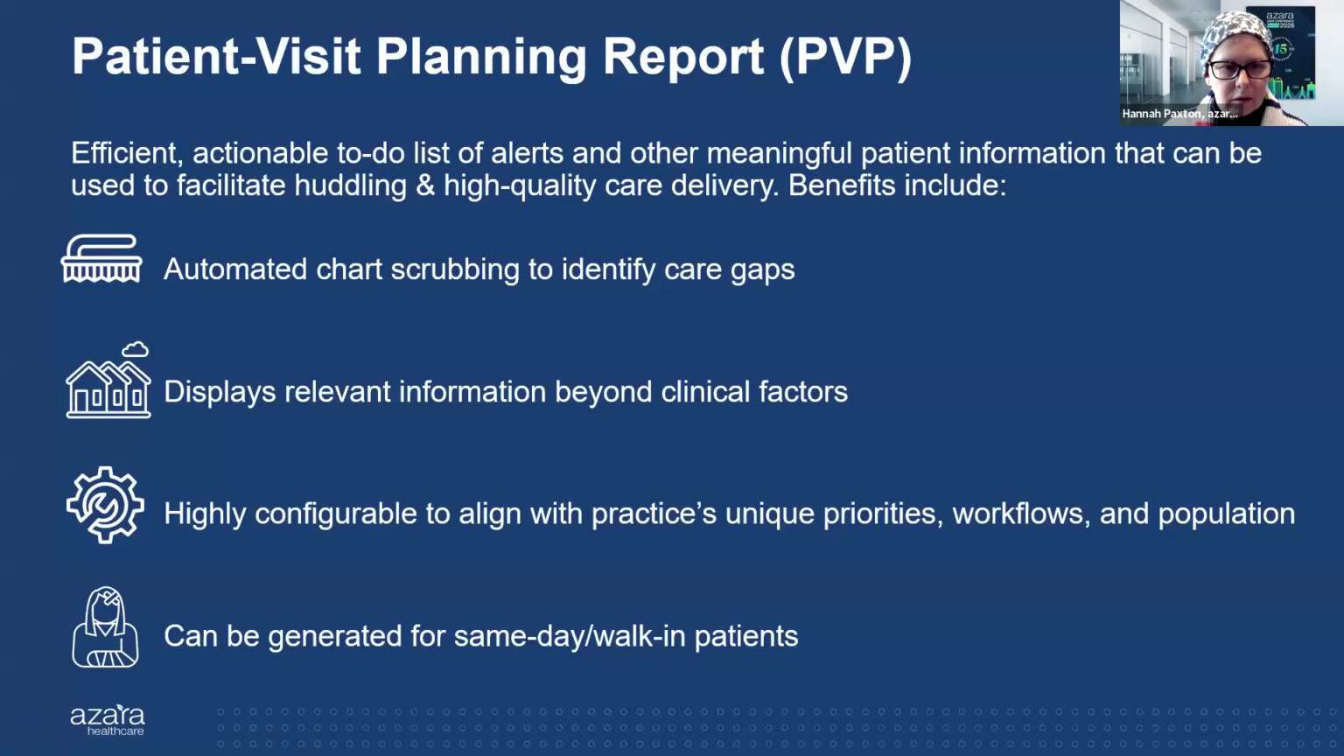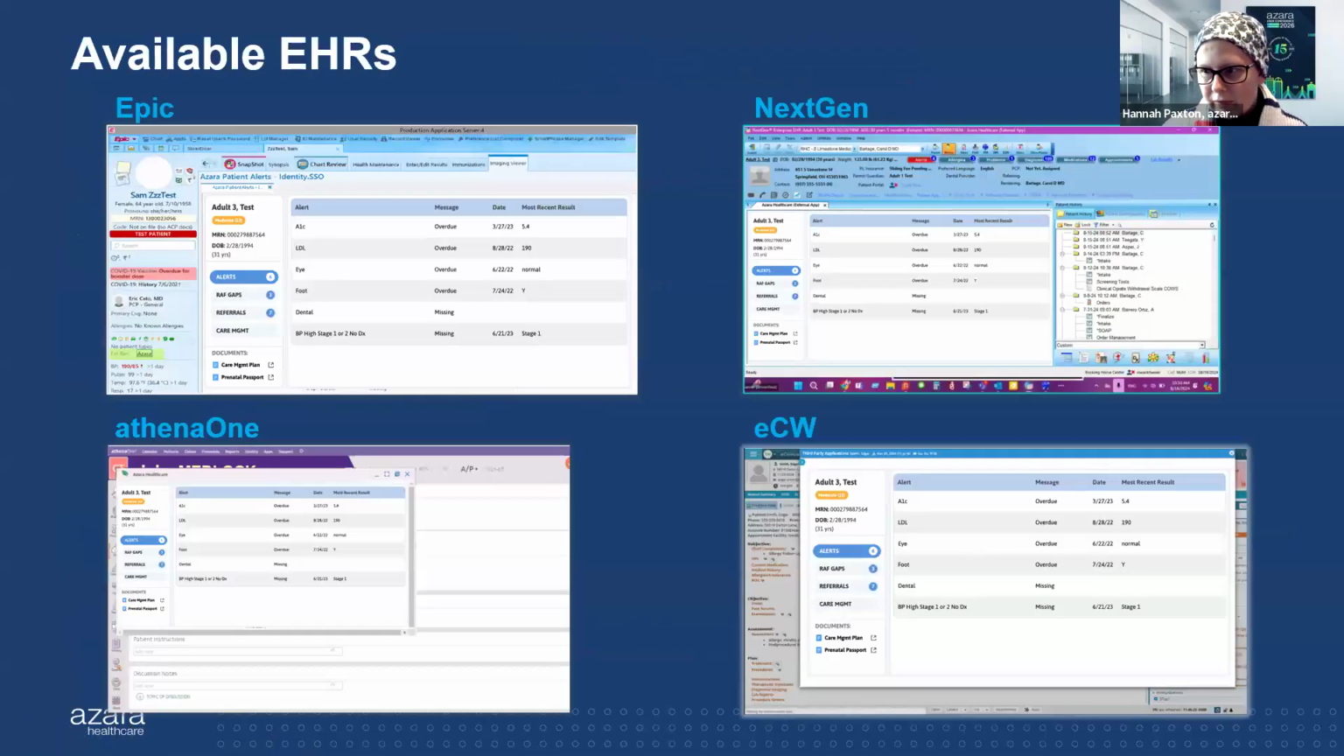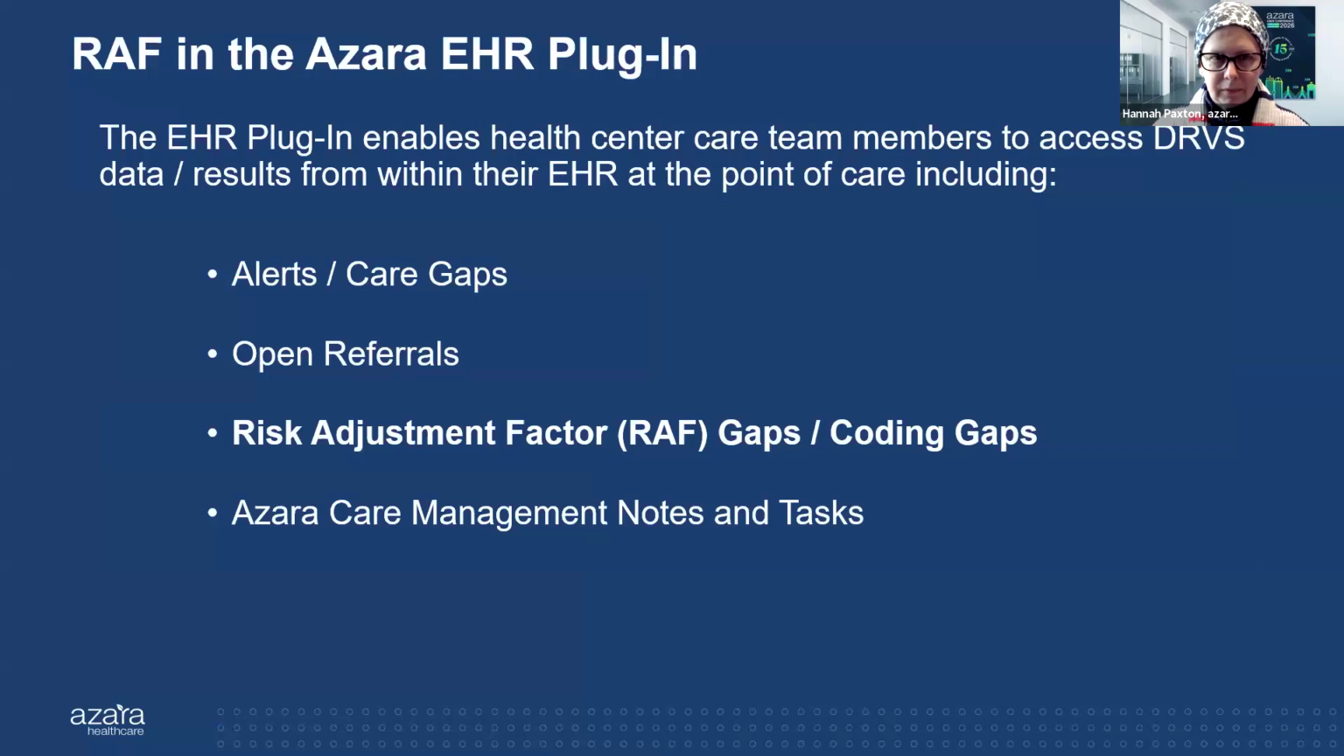I'm going to skip ahead to RAF gaps. Oh, let me just take a quick detour. One more thing about the PVP is that we do have an EHR plugin. These are some examples of the EHRs that we work with, but we've been working on how to have that be more integrated with your clinical workflows, so you don't even need to leave your EHR for some of this information, including the care gaps, the referrals, and what we're going to talk about now, the risk adjustment factors.